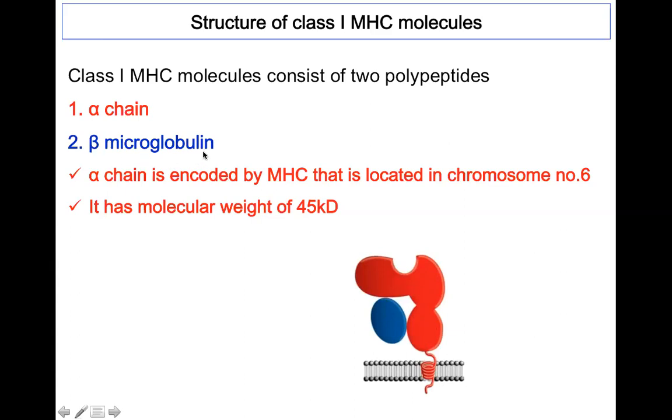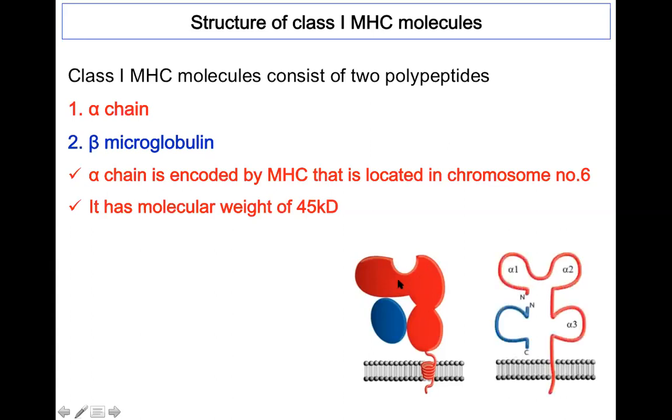So it means the class I MHC molecule consists of two polypeptides, one that is called beta microglobulin, and this is a long one that is called alpha chain. And that alpha chain is encoded by MHC that is located in chromosome number 6, and it has a molecular weight of 45 kD. Let's see, if you look at this structure, you can see three different parts. So we go into slightly more detail on this one.